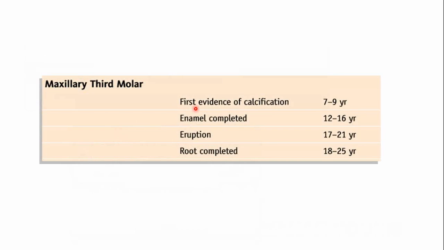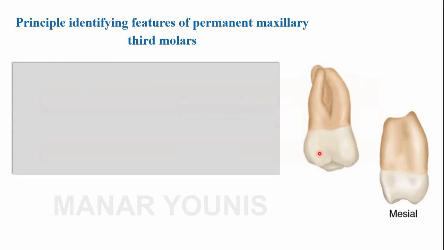The maxillary third molar shows the first evidence of calcification at the age of 7 to 9 years. Since it's the last tooth to erupt into the oral cavity, it's the last tooth to show evidence of calcification. Enamel is completed at 12 to 16 years, eruption is at 17 to 21 years, and root is completed at 18 to 25 years of age. What are the principal identifying features for the permanent maxillary third molars?